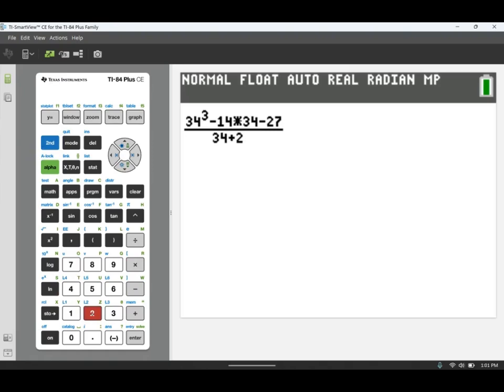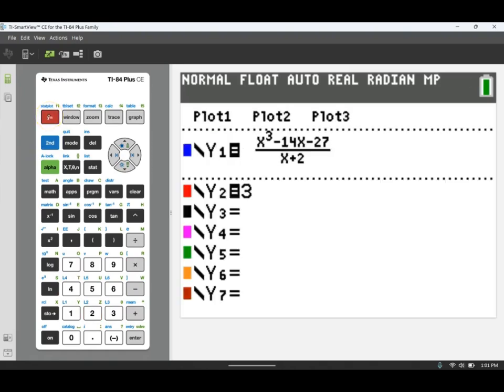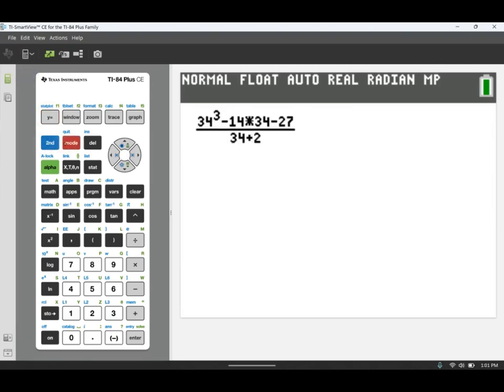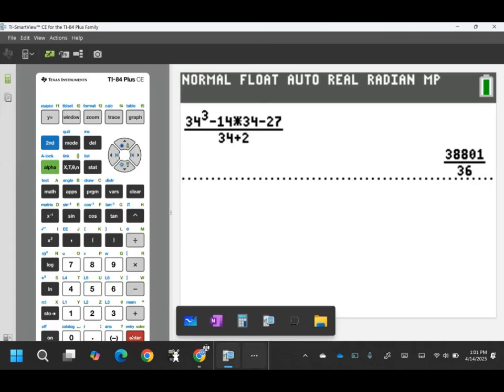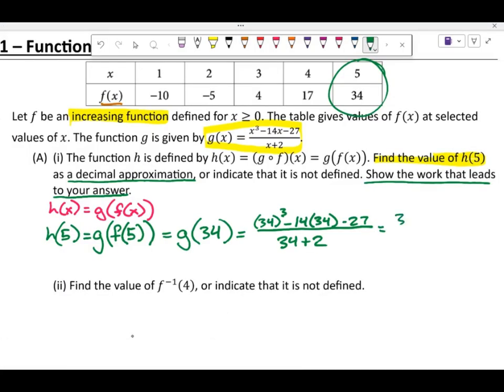Now, you could type it in like I did here. If you have it inputted as y1, then you could just do y1 of 34. Doesn't matter. Did we get this answer, guys? 38,801 over 36. You could write that down. But is that how they want the answer given?